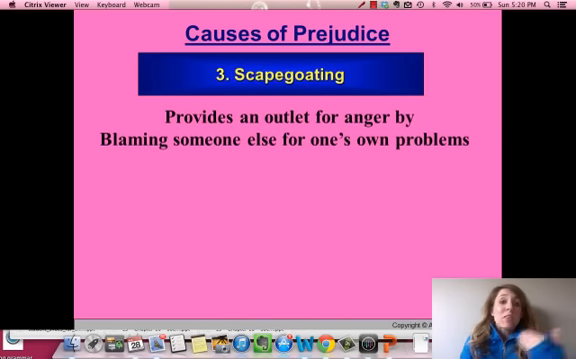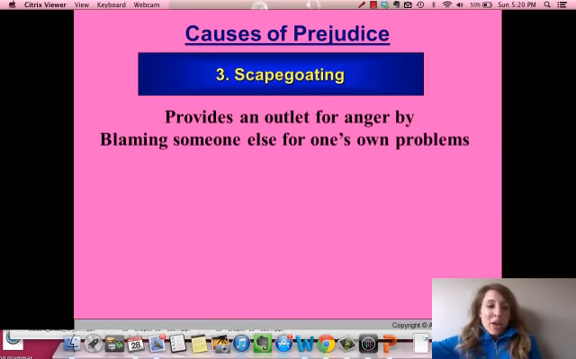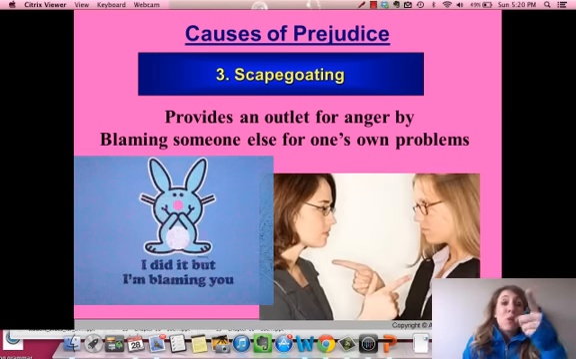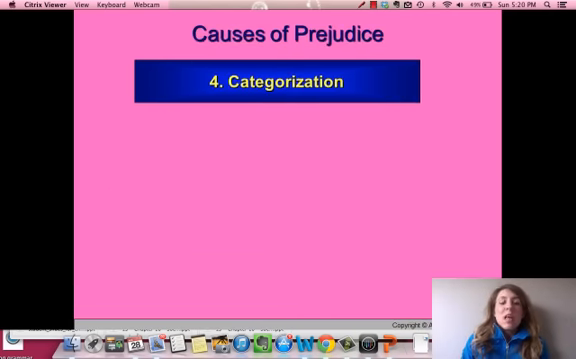Okay, scapegoating. This is when you provide an outlet for anger by blaming someone else for your problems, right? This is what happened with the Jewish population in Germany. They were scapegoated for Germany's problems, and everyone was made to believe that they were the reason that Germany was falling apart and everyone was poor and didn't have food to eat and all those things. Okay, it's when you put the blame on someone else.